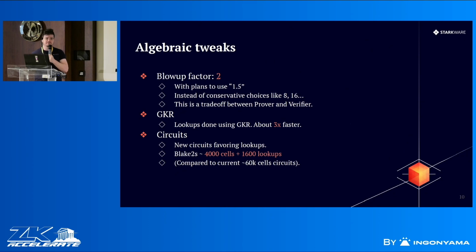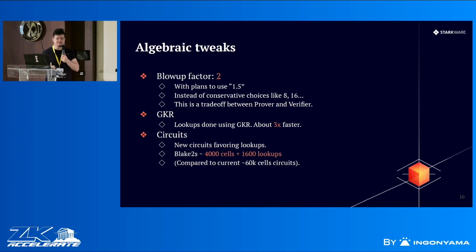We use a blow-up factor of 2. This is the trade-off between prover and verifier. Other conservative choices like STWO or other projects may use things like 8 or 16. This is a direct multiplier of the prover, so we choose the smallest one possible, which is actually a bit less than 2. Right now we use 2, but we can actually go a bit lower than that, as also proved, planned for the future.